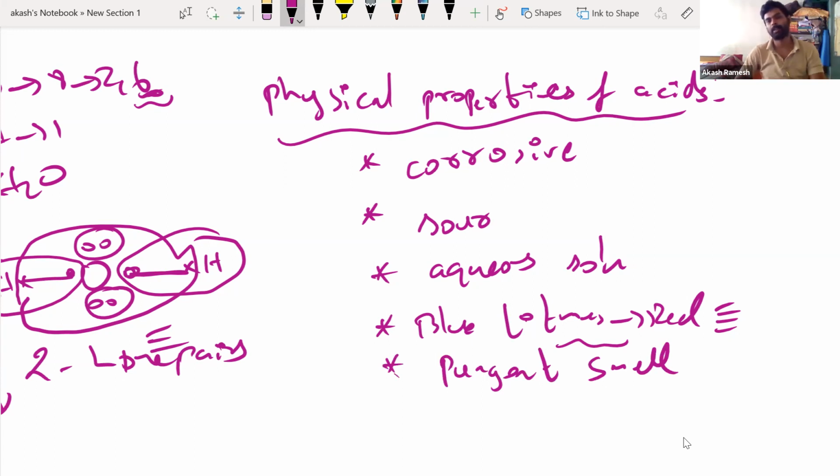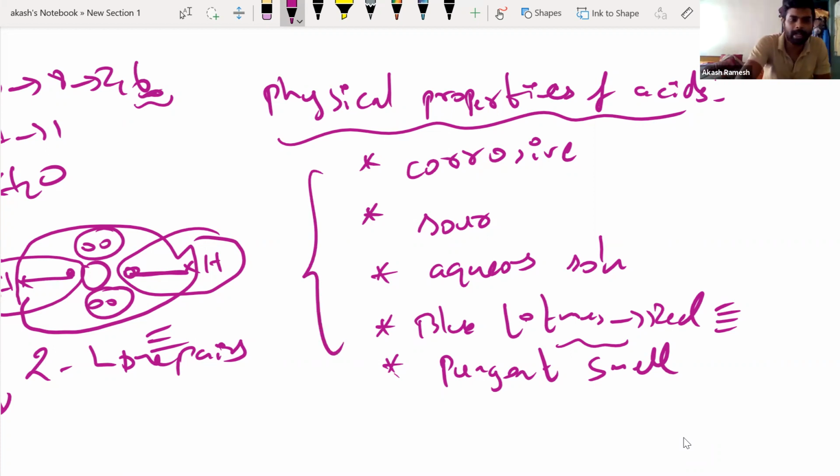What do you mean by a pungent smell? Some of you would have smelled turpentine. You know turpentine? If at all you don't understand, petrol obviously you would have smelled. Not that kind of strong smell, like something goes inside and tears come out. That kind of smell is what is called a pungent smell. Very strong, like it just hits you. So these are all the different physical properties of acids.